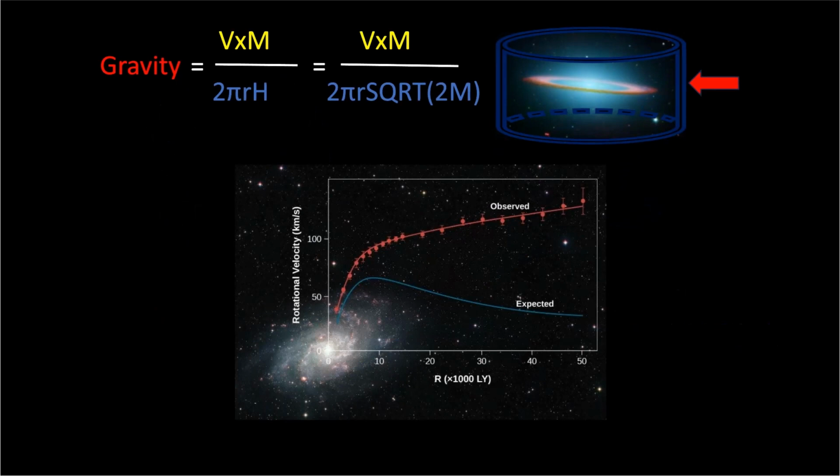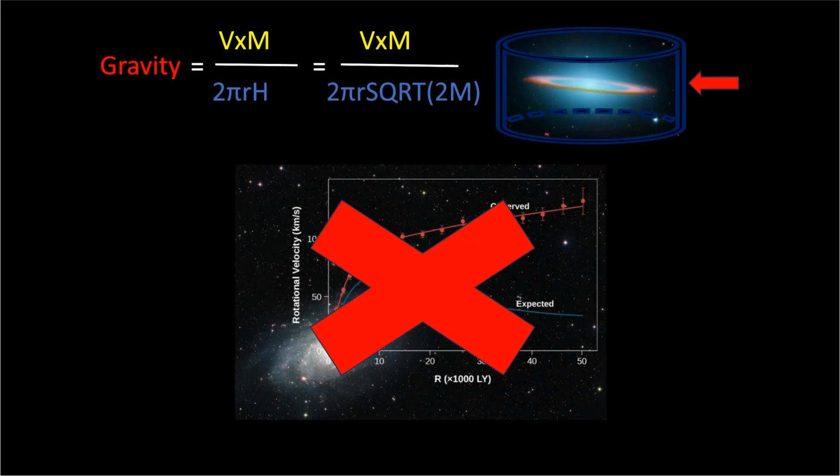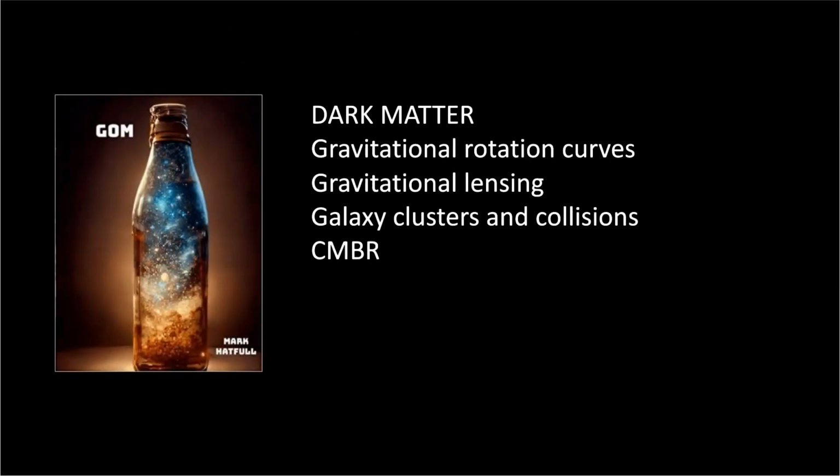So now, when we look at the galaxy rotation curves, we can take the visible matter and calculate the orbital velocity, and that is very similar to the observed orbital velocity. Therefore, we don't need to account for dark matter when calculating the orbital velocity of gravity of galaxies. So gravitational rotation curves are one of the primary evidence for dark matter, but it's not the only evidence for dark matter. There's also gravitational lensing, galaxy clusters and collisions, and cosmic microwave background radiation.